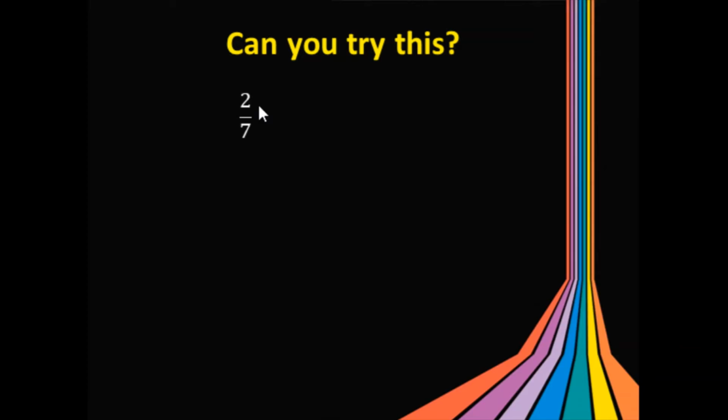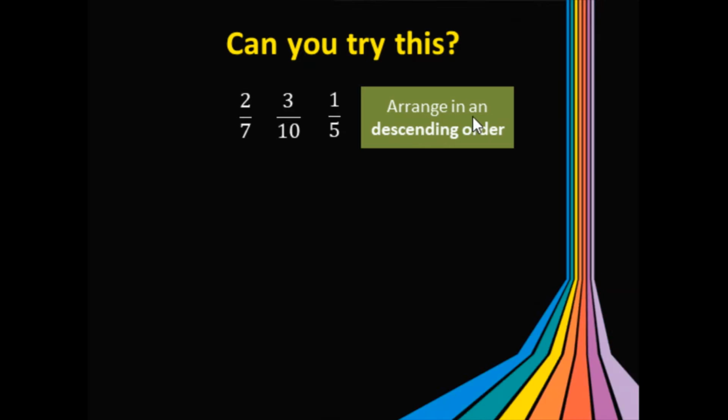How about another one? Let's have 2/7, 3/10, and 1/5. Arrange in descending order. Find the common denominator. Okay, this time you find the equivalent decimal number. Go.